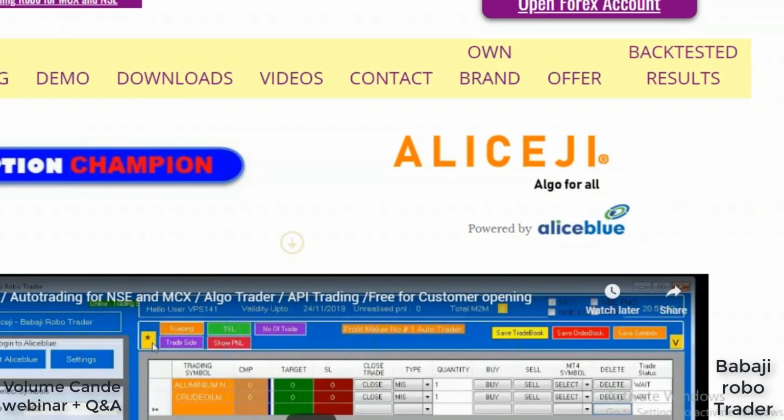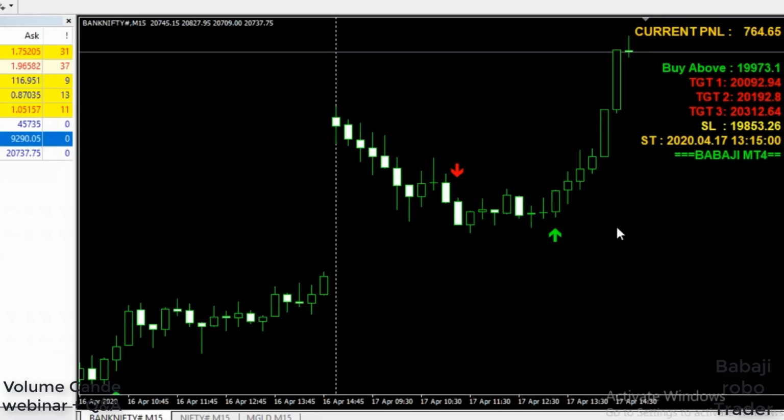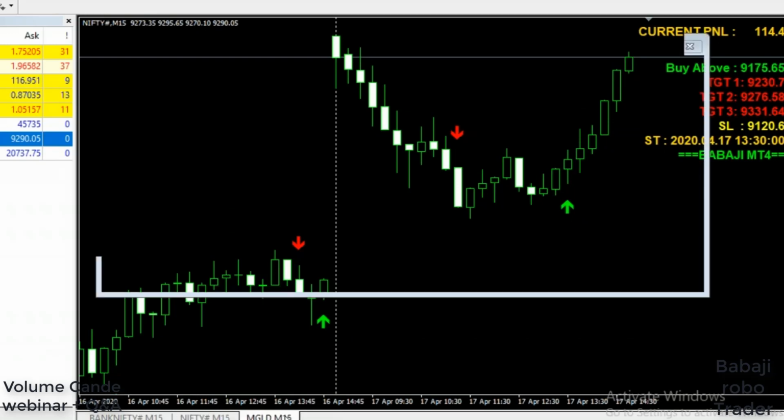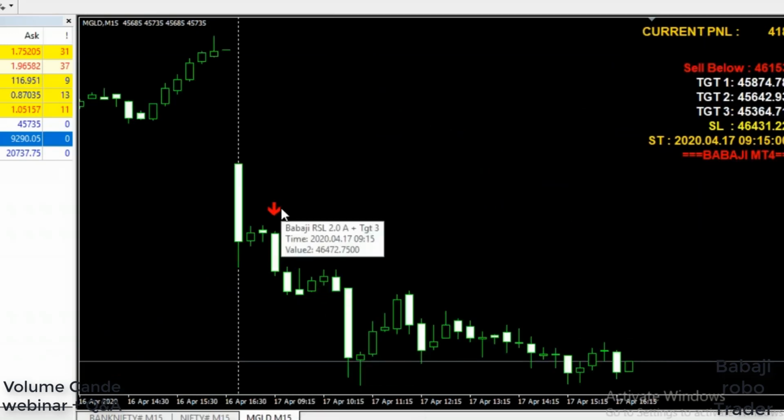Yes, the chart is visible in our system. So this is our chart. The chart will give the buy and sell indication. Suppose you are loading crude, Bank Nifty, Nifty and gold. Gold this morning gave a sell call, with the target and the stop loss level. We are giving everything in the chart.